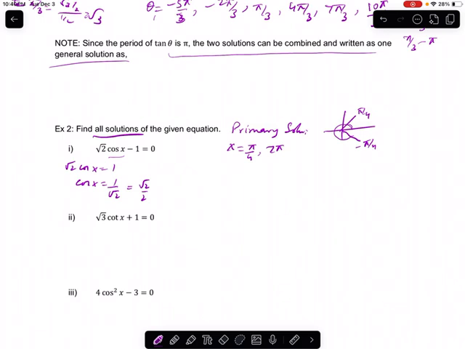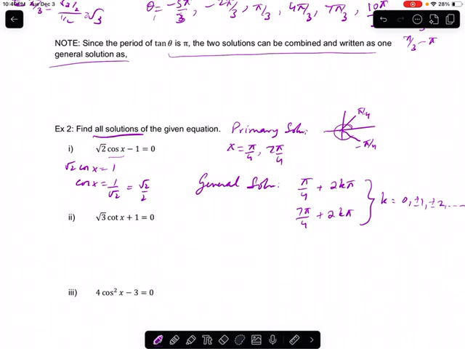So general solution: pi over 4 plus 2k pi, 7 pi over 4 plus 2k pi. K equals 0, plus minus 1, plus minus 2, dot dot dot. So put 3 dots. So that is your answer.